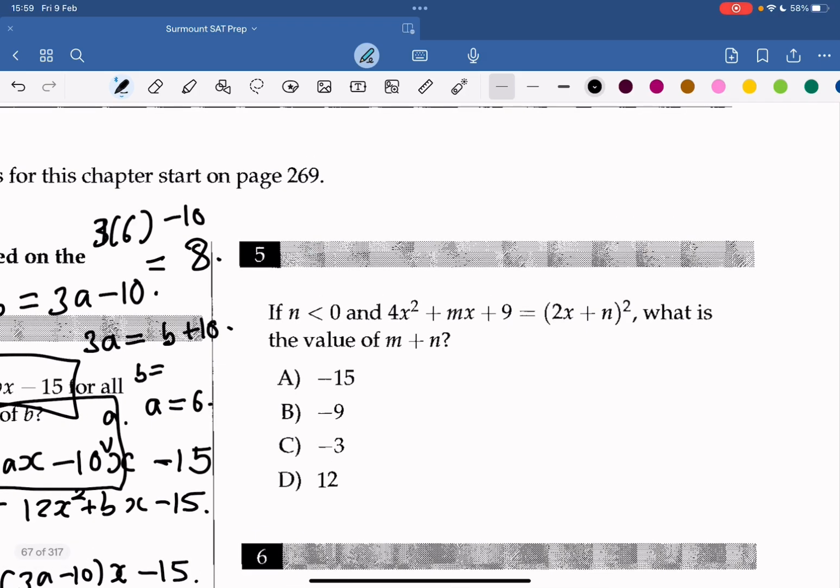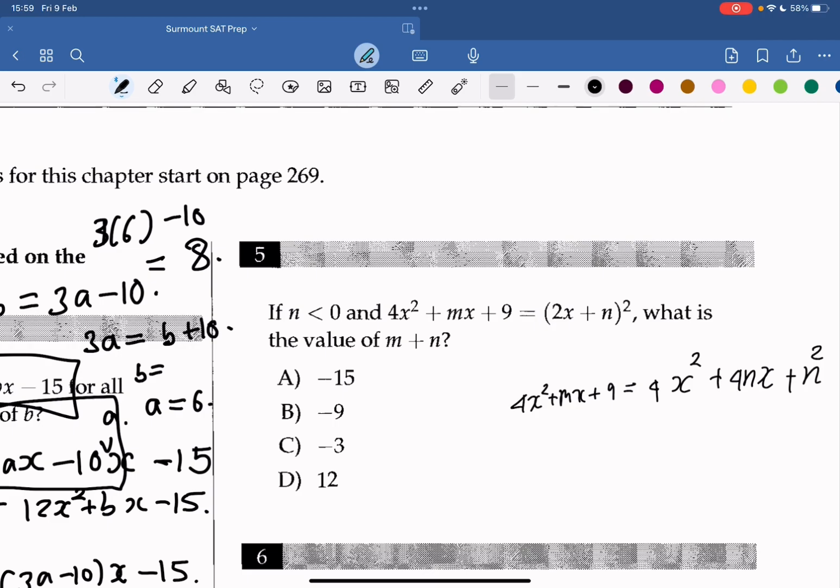If n is less than 0 and 4x squared plus mx plus 9 is equal to (2x plus n) squared, what is the value of m plus n? So what we can do here is again expand the right side, and by doing so we'll get 4x squared plus mx plus 9 is equal to 4x squared plus 4nx plus n squared.